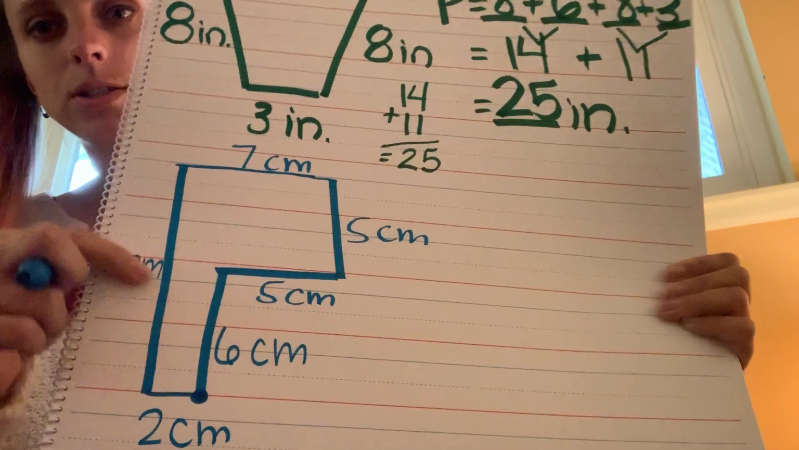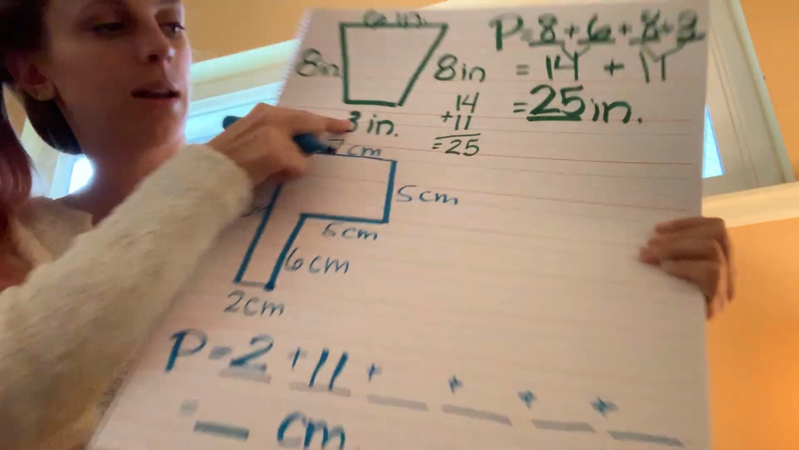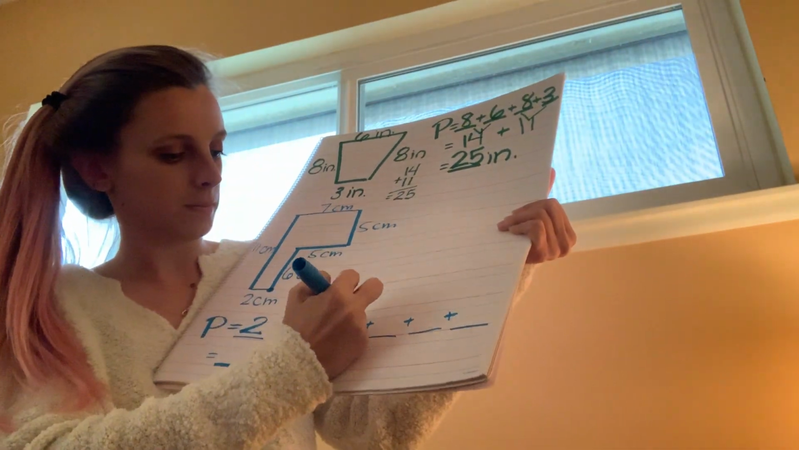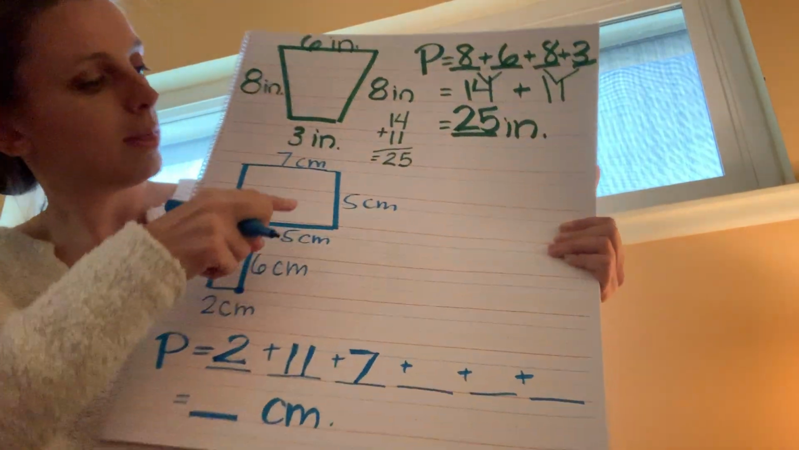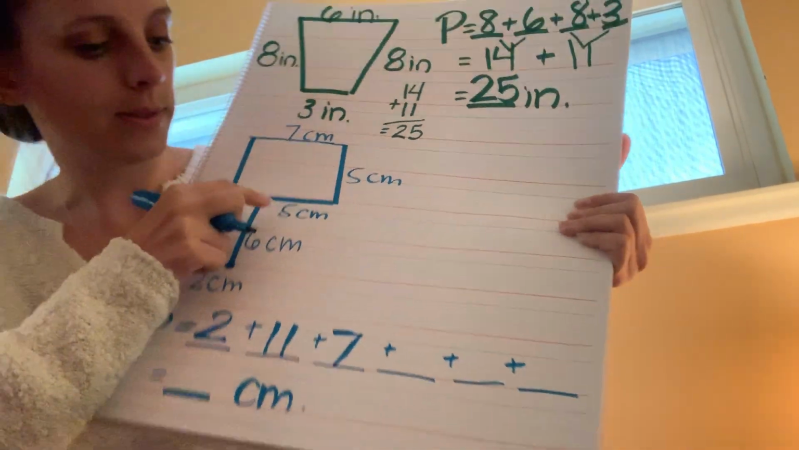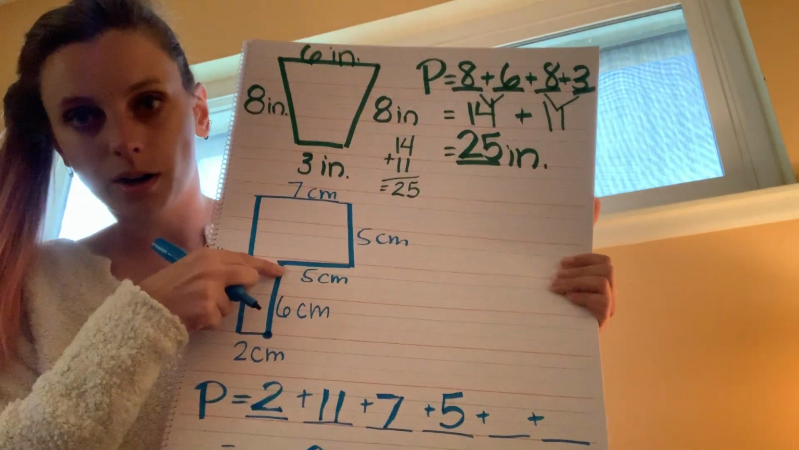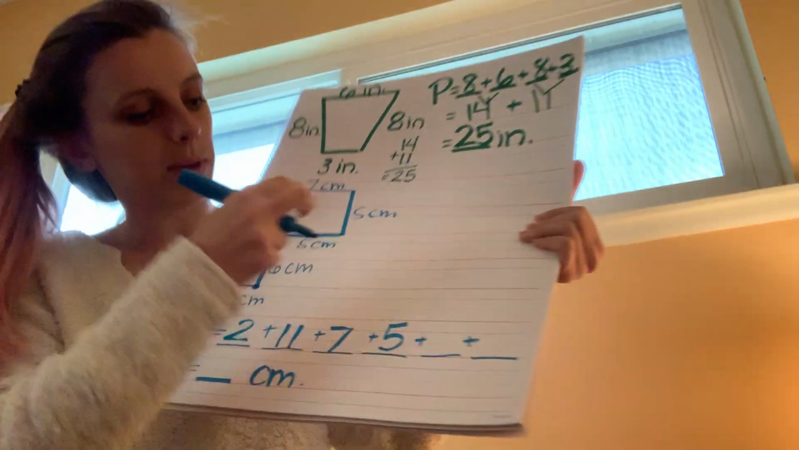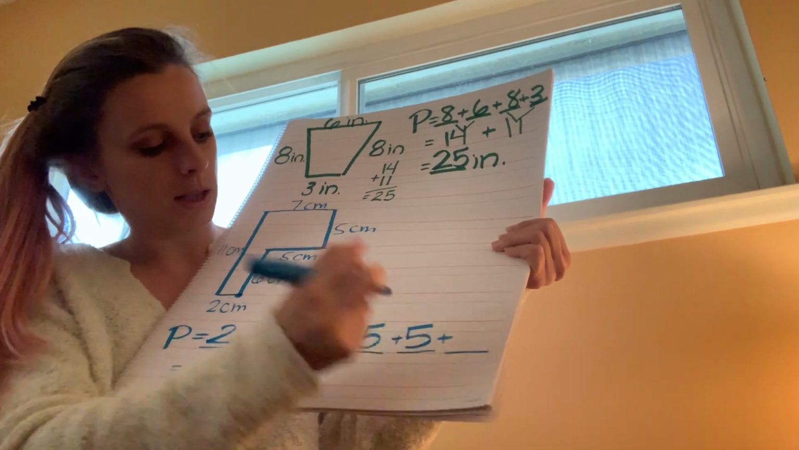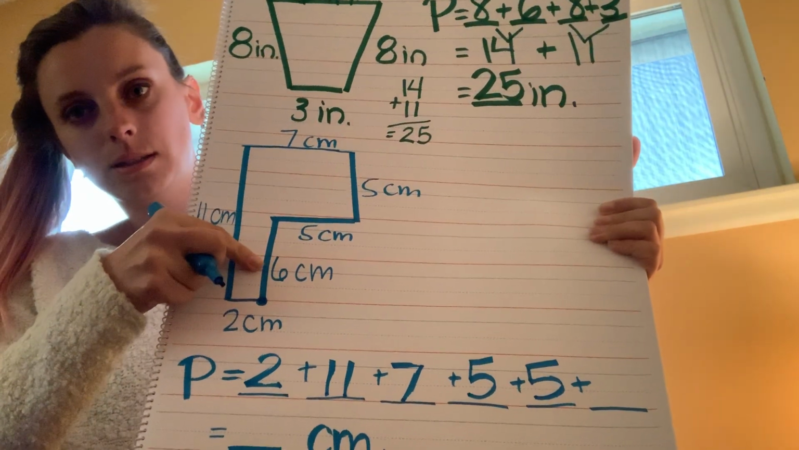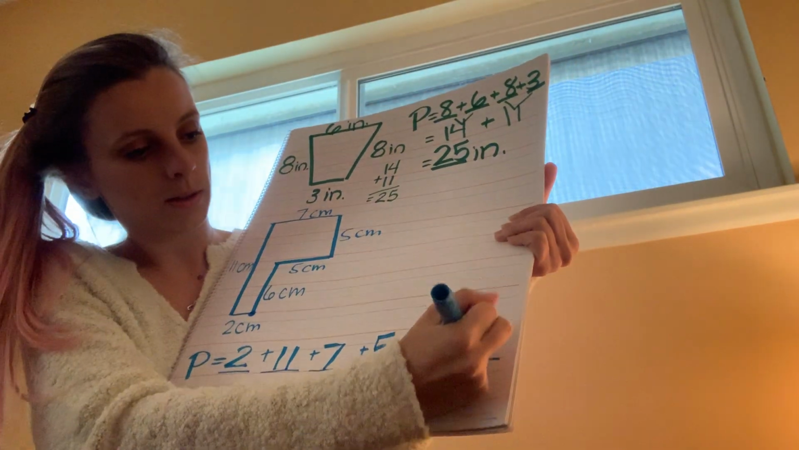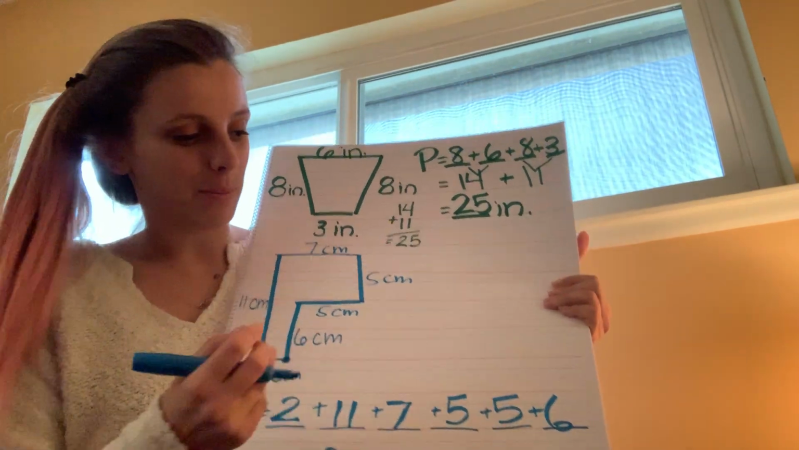And that gets added to 7 centimeters. And that gets added to my 5 centimeters. And again, I have another 5 centimeters. And finally, I have 6 centimeters. And now I'm ready to start adding up all these numbers.